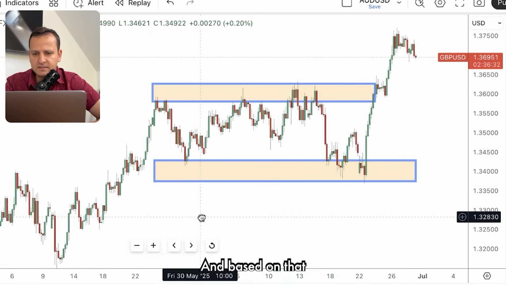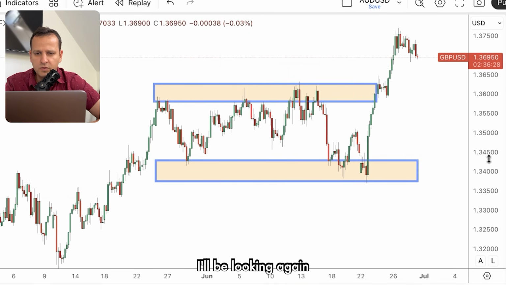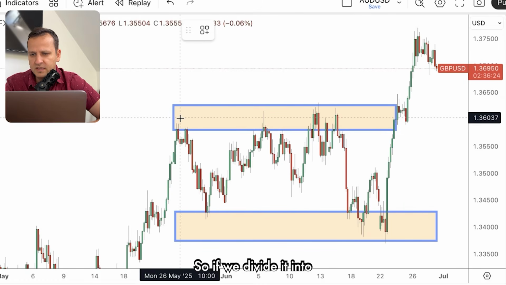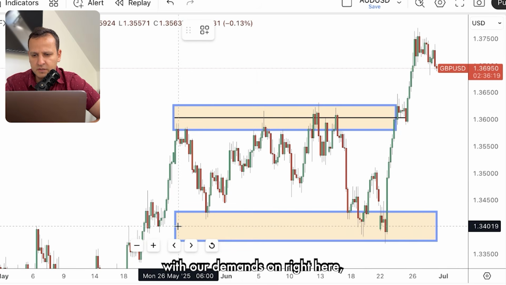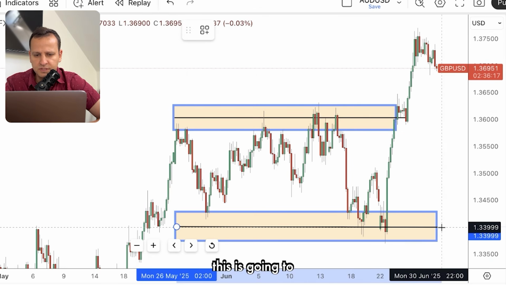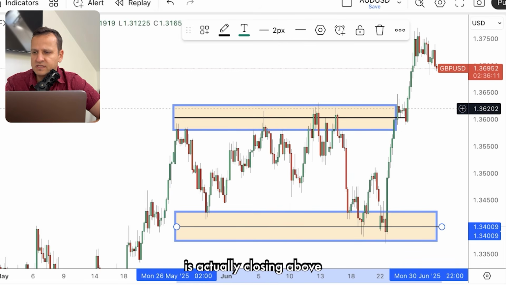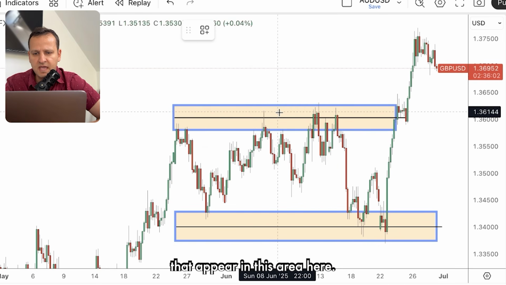Based on that, when the price is approaching the supply zone, I'll be looking for the same exact thing. So if we divide this into two equal parts, and we do the same with our demand zone right here, this is going to make things a lot easier for us. I will only be looking for the places in this zone where the price is closing above the midpoint of this zone. So these will be all of the trading opportunities that appear in this area here.